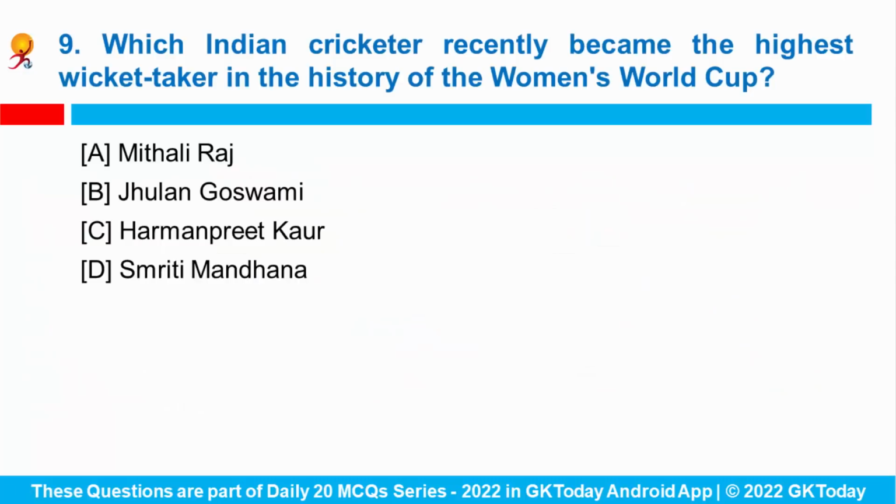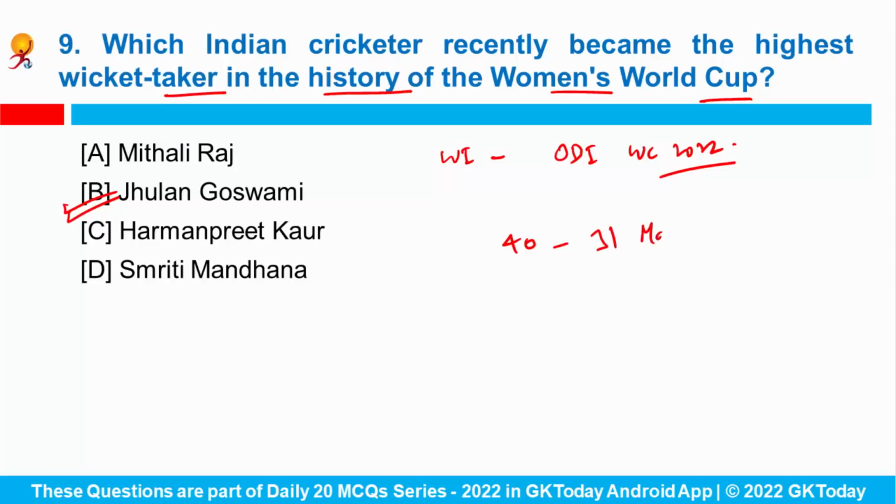Which Indian cricketer recently became the highest wicket taker in the history of the Women's World Cup? So veteran Indian pacer Jhulan Goswami has created history by becoming the highest wicket taker in the history of Women's World Cup. She achieved this during the match with West Indies women in the ongoing ICC Women's ODI World Cup 2022. She has now clinched 40 wickets in just 31 matches in the Women's World Cup and has surpassed Lyn Fullston, who belonged to Australia.